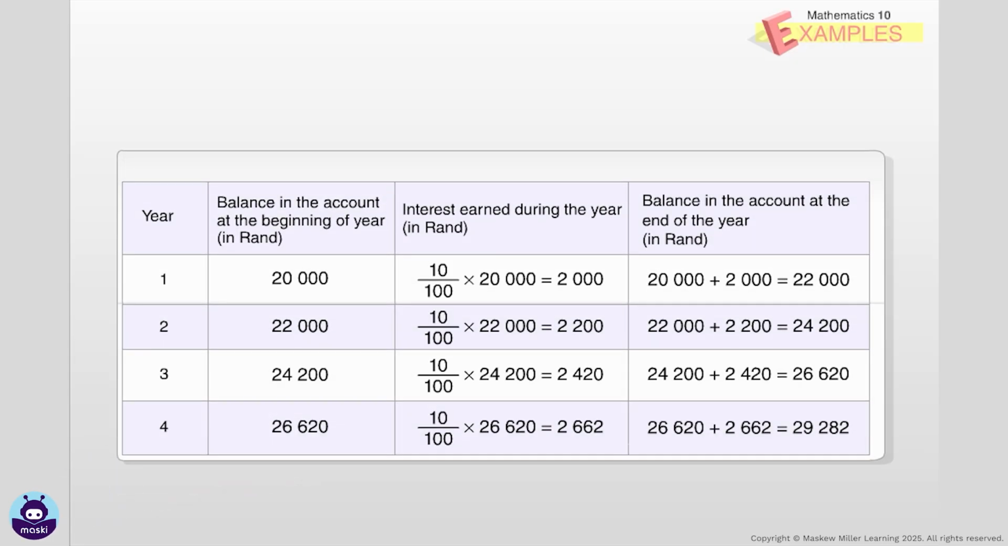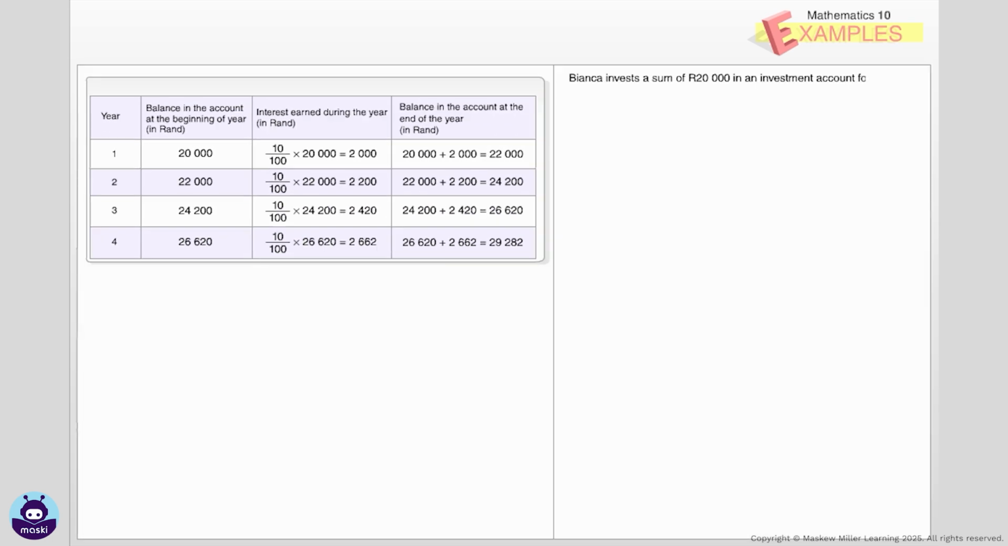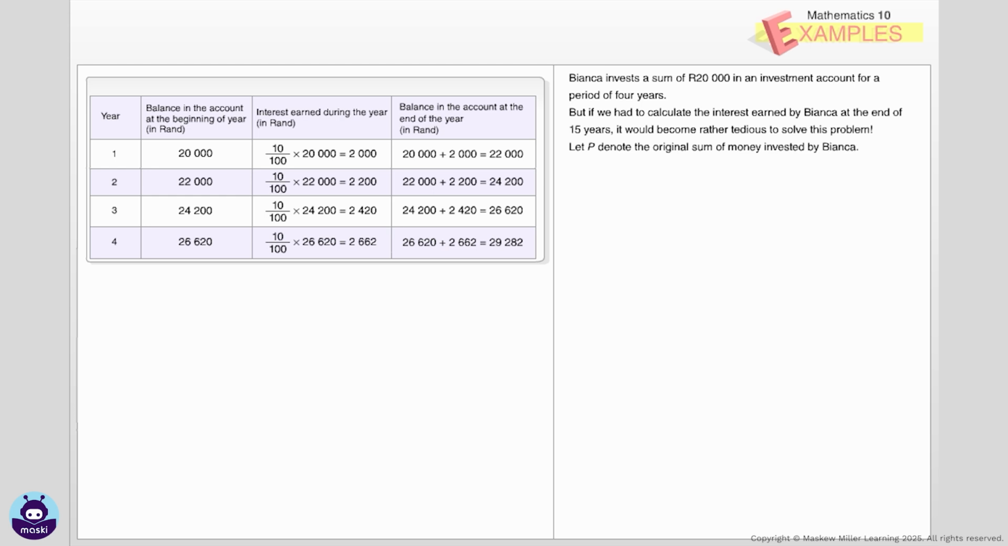Compound interest derivation of formula. Recall the example that we saw earlier on compound interest. We had calculated the interest amount for each year. Bianca invests a sum of 20,000 Rand in an investment account for a period of 4 years. But if we had to calculate the interest earned by Bianca at the end of 15 years, it would become rather tedious to solve this problem. Let us derive a formula by analyzing the pattern of calculation of interest.